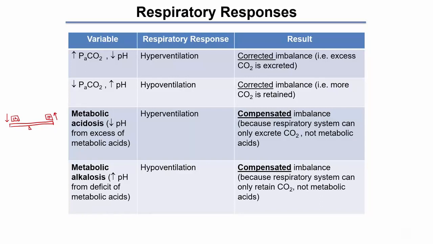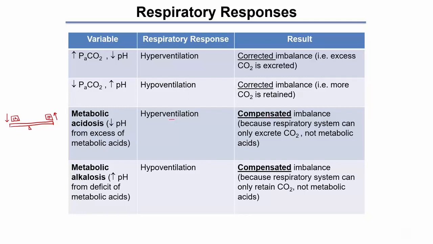How do we get rid of more CO2? By hyperventilation. So hyperventilation is the compensated response. The compensation for metabolic acidosis is respiratory in nature, and it is hyperventilation. As we hyperventilate during metabolic acidosis, we excrete out more CO2, and hopefully we get back into balance, because it's really all about the balance between CO2 and all the other acids, right? Only the respiratory system can excrete CO2, not the other systems in our body.